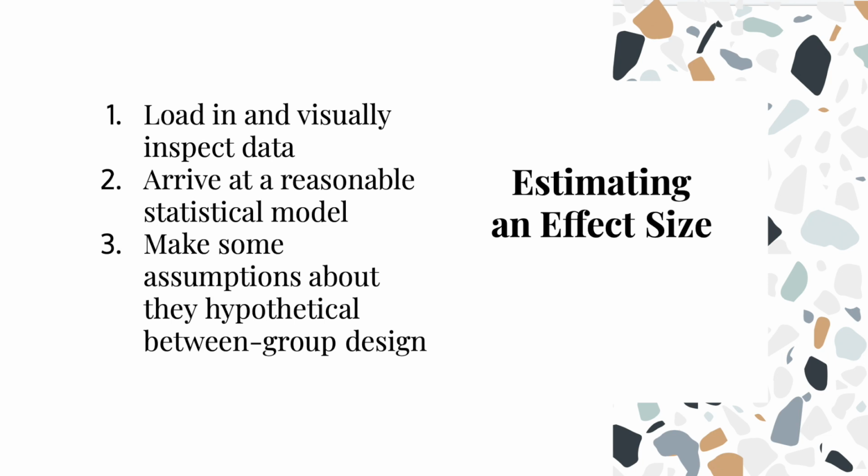To get an effect size estimate, we'll first need to load in the data, visually inspect the results, and arrive at a reasonable statistical model for the data. Once we've identified a reasonable model, we'll then need to make some assumptions about the hypothetical between group design we're trying to emulate. Based on all that, the app will give us an effect size estimate along with a standard error, confidence interval, and other information.